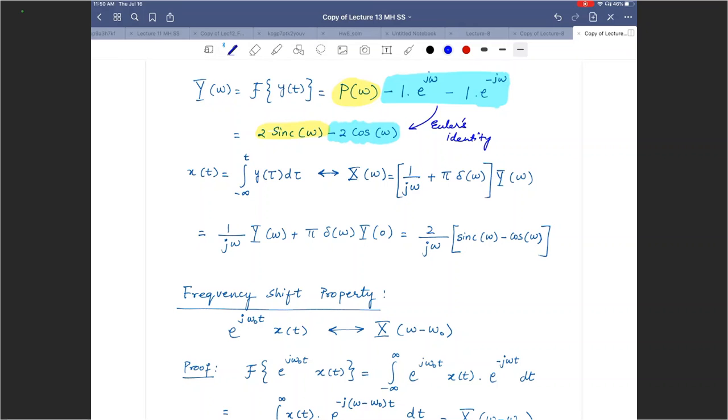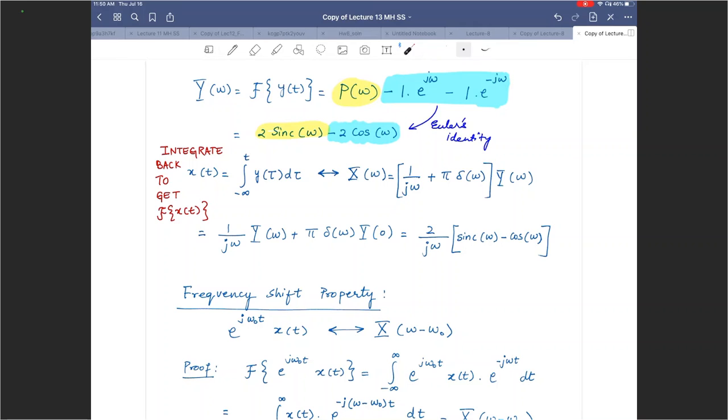So now you need to integrate back. Let me write that in bold here. Integrate back to get Fourier transform of x of t. So how does that look like? Well, x of t is the integration of y of tau d tau, right? Because x of t and y of t had a derivative, so you have to go back by integrating y of t.